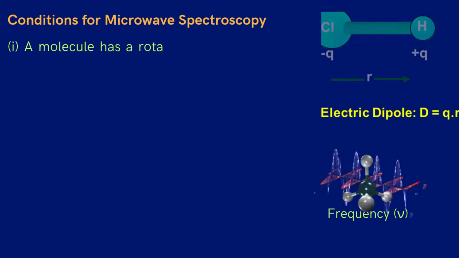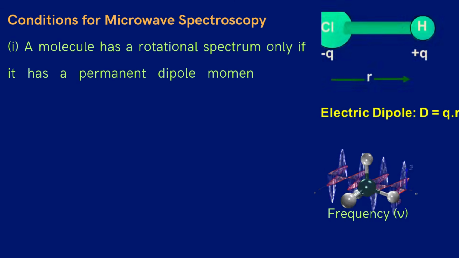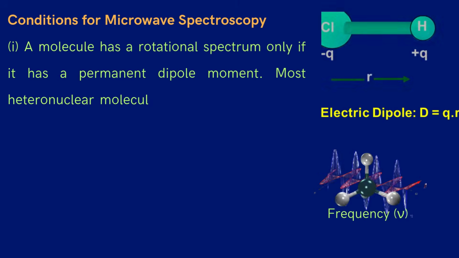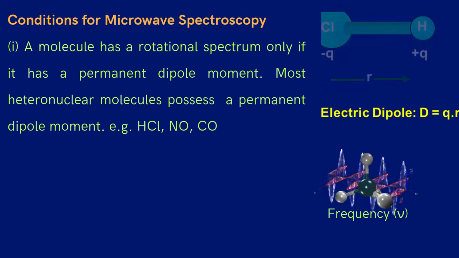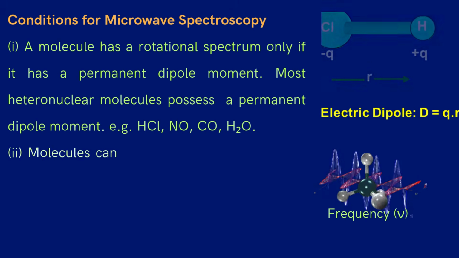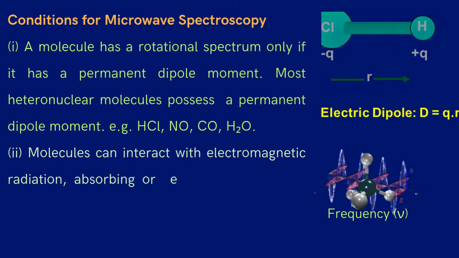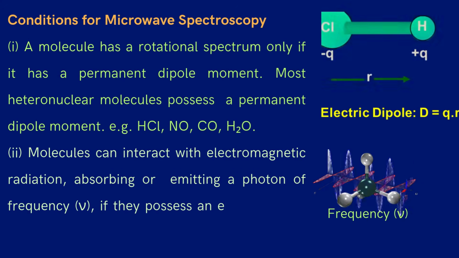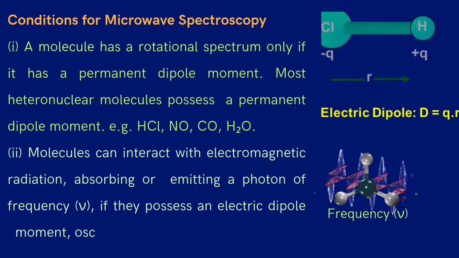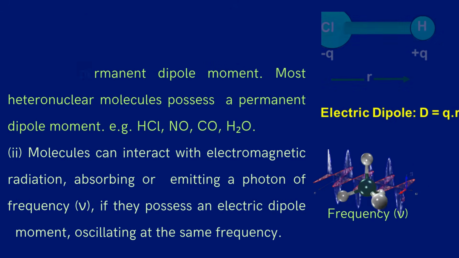First condition is, a molecule has a rotational spectrum only if it has a permanent dipole moment. Most heteronuclear molecules possess a permanent dipole moment. Example, HCl, NO, CO. Second one is, molecules can interact with electromagnetic radiation, absorbing or emitting a photon of frequency nu, if they possess an electric dipole moment oscillating at the same frequency.